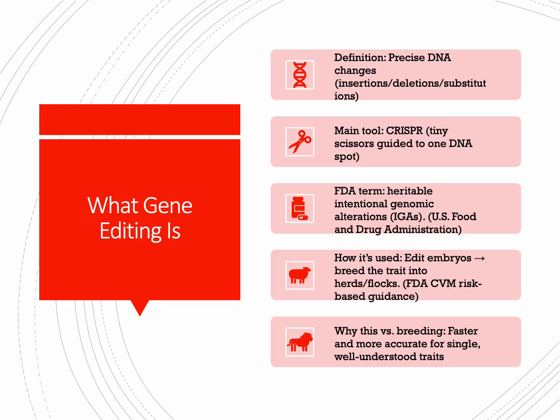In terms of the FDA, heritable intentional genomic alterations, also known as IGAs, are what editing is referred to as. It is used to edit embryos to breed the trait into herds or flocks. Why would we use editing versus breeding? Because it is faster and it's also more accurate for single well-understood traits.